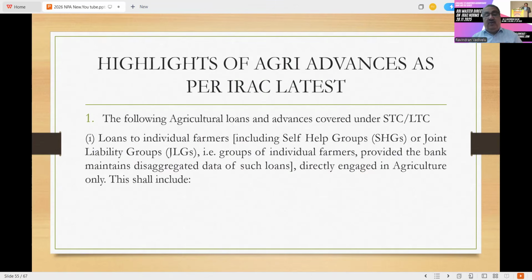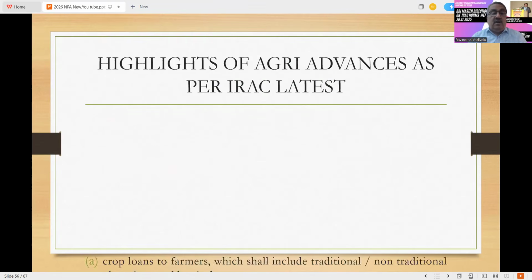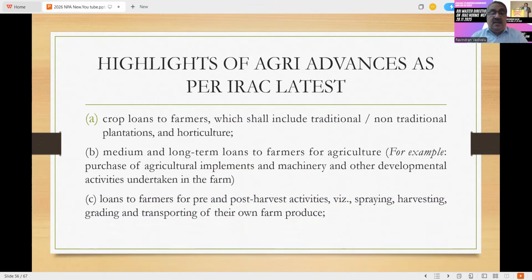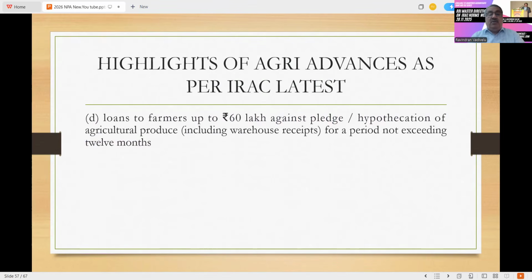So these are the things: loans to individual farmers, that is, a group of individual farmers, provided the bank maintains disaggregated data of such loans directly engaged in agriculture only. This shall include crop loans to farmers, then medium and long-term loans to farmers for agriculture. Then purchase of agricultural implements and machinery and other development activities undertaken by the farm, and loans to farmers for pre and post harvest activities. That is for spraying. If agricultural lands are there and they have given any loan for the spraying cost, that will also form part of direct agriculture: spraying, harvesting, grading, and transporting of their own farm produce. Next one is loans to farmers up to 60 lakhs, against pledge or hypothecation of agricultural produce, including warehouse receipts, for a period not exceeding 12 months.